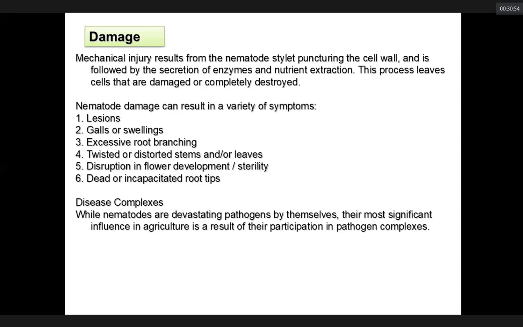Stylet means the needle-like structure present in the head region of the plant parasitic nematode. Okay, so that stylet is used to puncture the root zone. As a result, there will be damage, there will be disruption in the root zone. And you can see here, lesion. Lesion means a kind of disruption or damage because of the attack of a pathogen or parasitic nematode. Okay, there will be lesion.